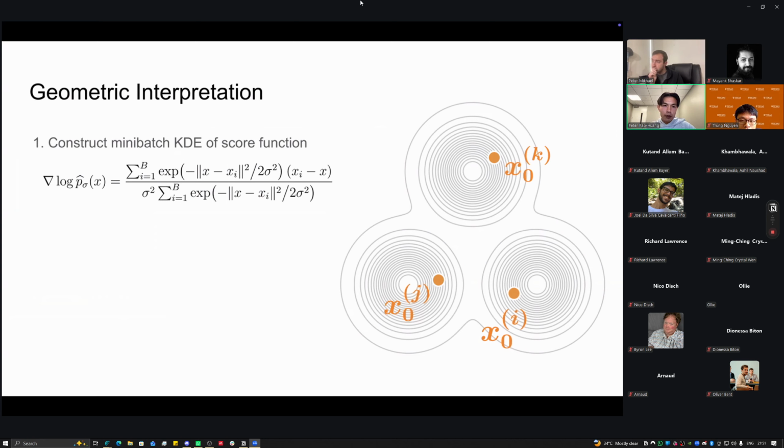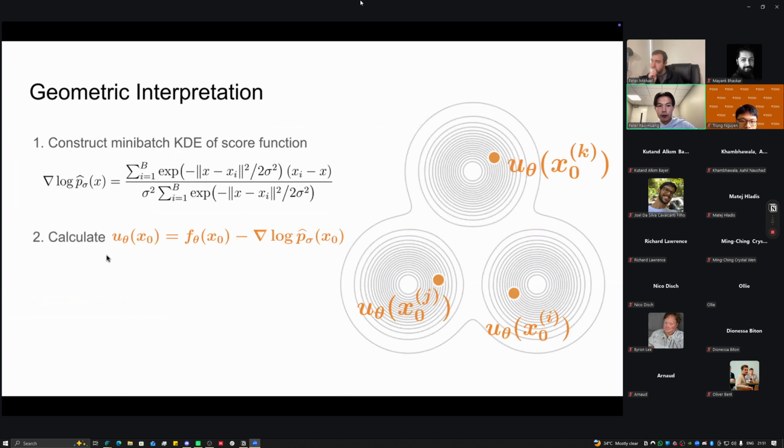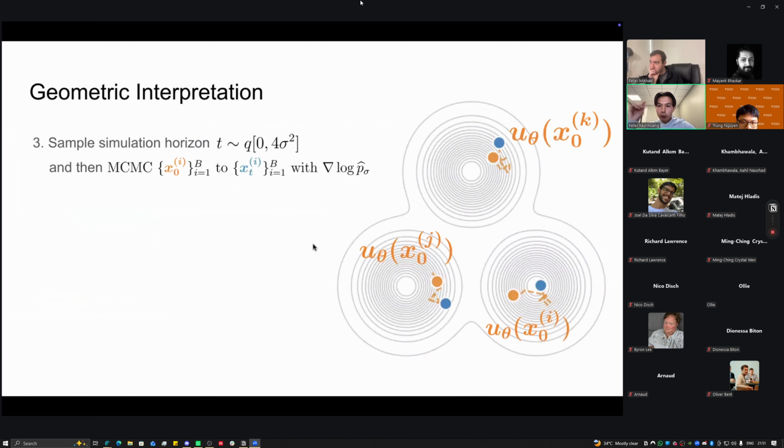So we construct this approximation of the score function. We then calculate this U theta term that we talked about, which is the difference between our model called on x0 and the approximated score function. And this is where I'll explain a bit of the intuition on why we're doing this.